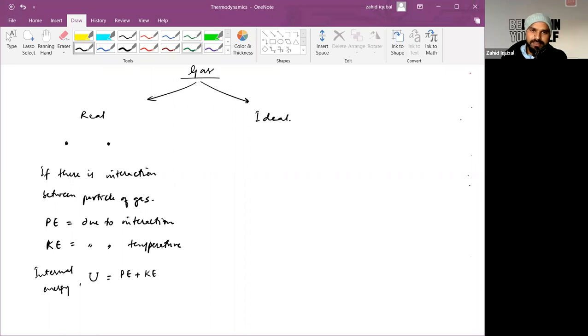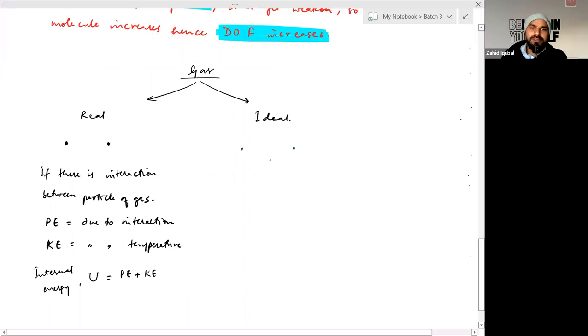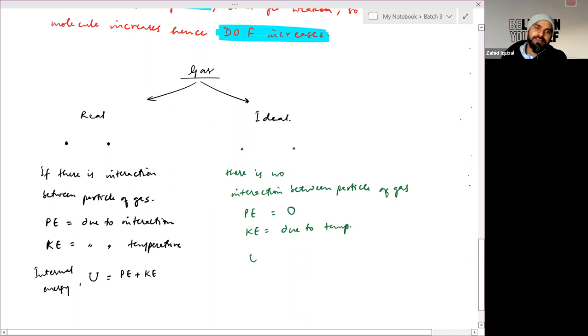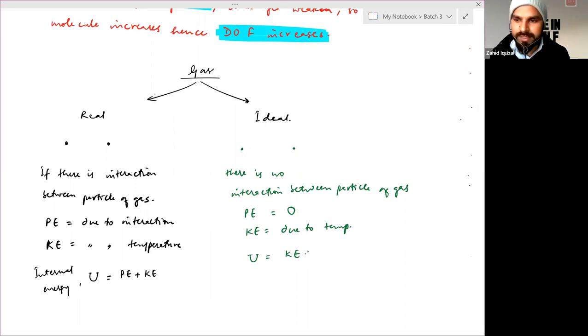So it will be the sum of potential and kinetic. But in case of ideal gas, there is no interaction between particles of gas. So potential energy in this case will be zero, and it will have only kinetic energy due to temperature. So in total, internal energy will depend only on kinetic energy, or temperature. Is it clear? Atif, any doubt? No.